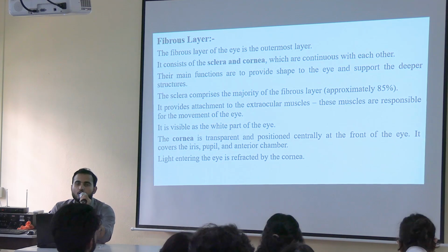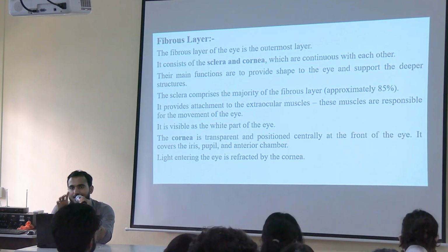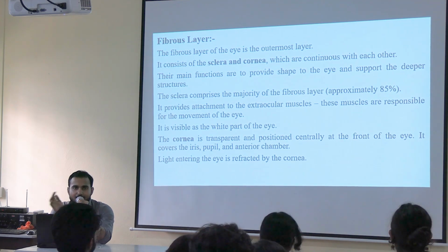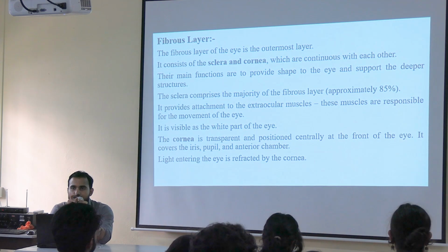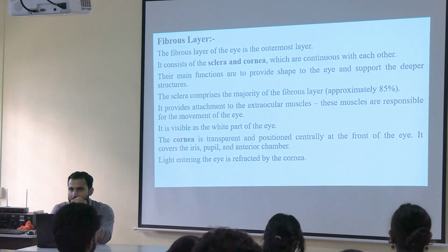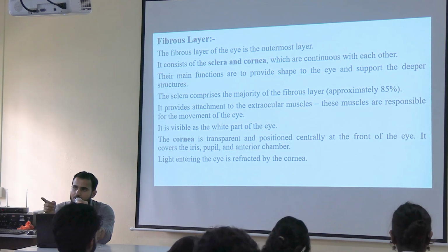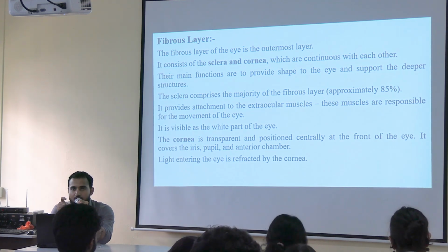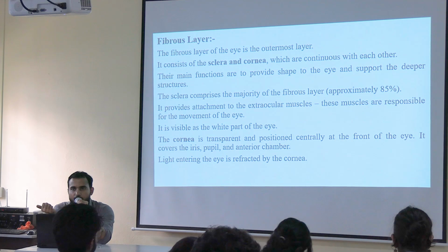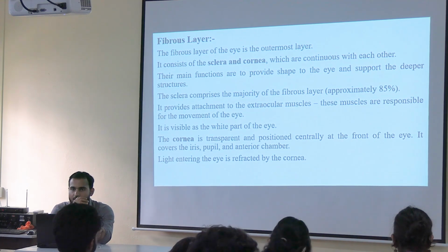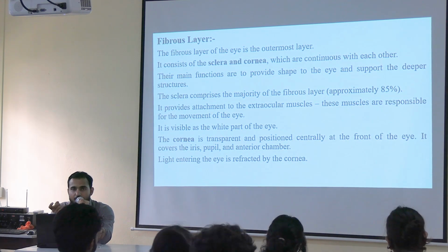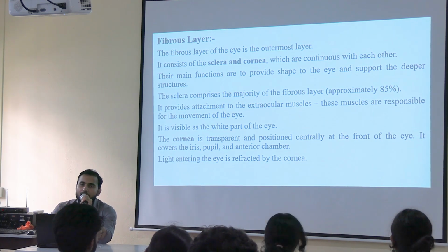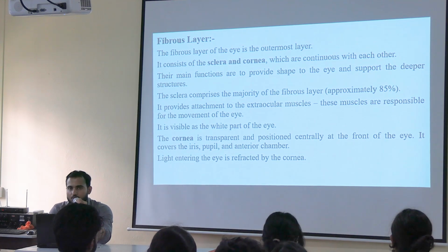So the main difference between the sclera and cornea: if you see the structure, it is almost the same, I am not saying exactly the same, but the main difference is the arrangement of the collagen fibers. Collagen fibers are present in the sclera and also in the cornea, but the arrangement is particular in the cornea, which is not in the sclera. That's why the cornea is transparent in nature, the sclera is not transparent. And the sclera appears white in color.